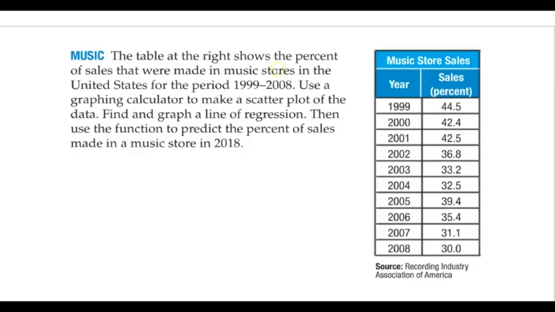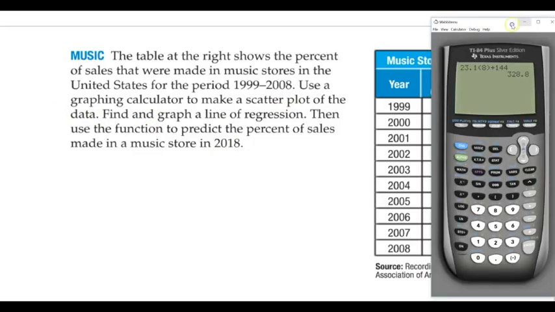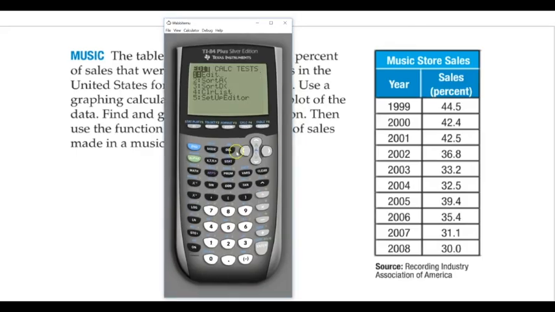Let's do another one. The table at the right shows the percent of sales that were made in music stores in the United States in the period of 1999 through 2008. Use a graphing calculator to make a scatter plot of the data, find the linear regression, and then use the function to predict the sales in 2018. We're going to put all this data into our calculator. I'm going to go stat, edit.